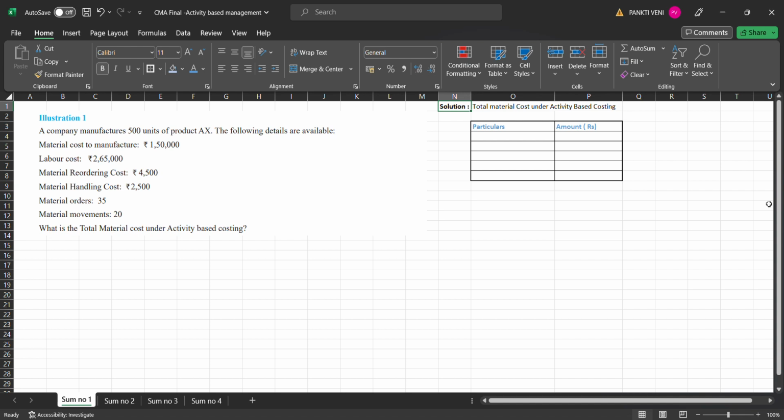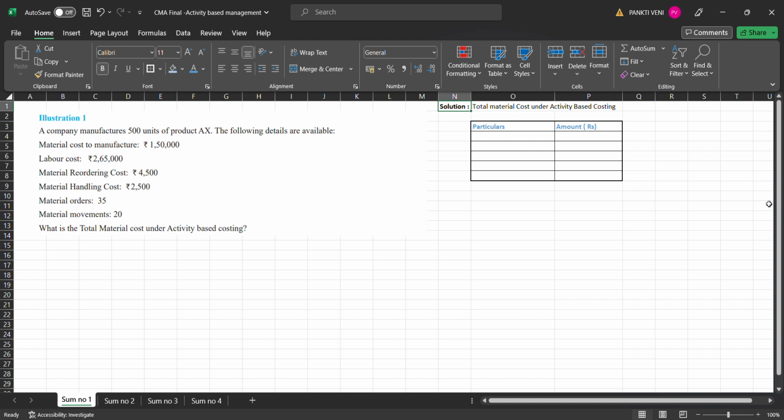Today we will be recording a video lecture on numerical problems of activity-based cost management. We have a separate video lecture for the theoretical part of this chapter, and numerical problems of this chapter. Now in this video lecture, we will be covering sum number 1 and sum number 2. So let us start with sum number 1.